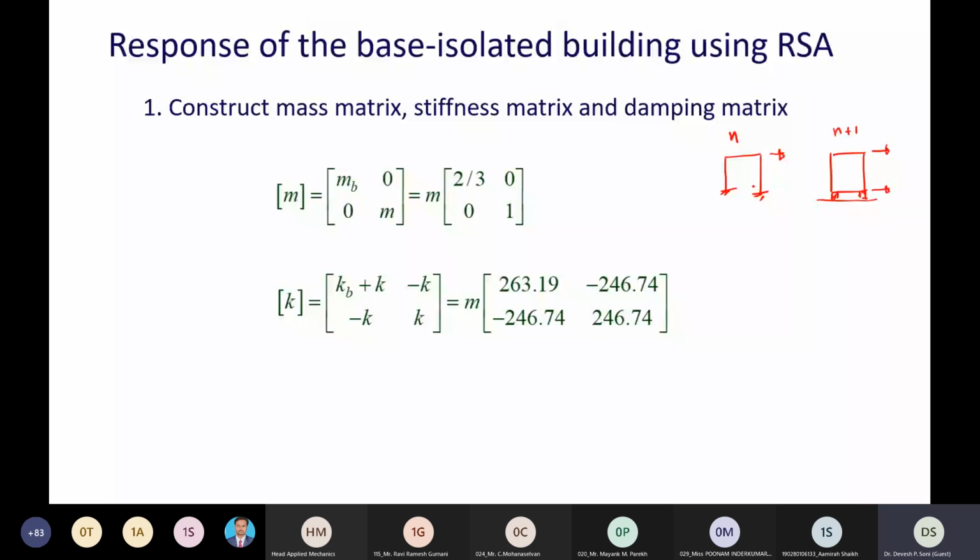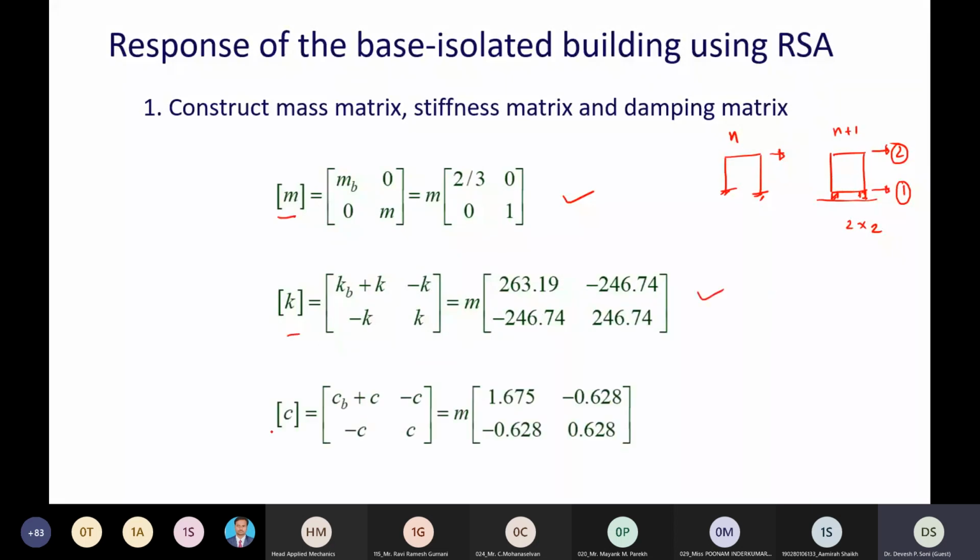So for a single storied building, the mass matrix is of size 1 by 1. It becomes 2 by 2, which you can see here. The mass matrix is of size 2 by 2 and the stiffness matrix is of size 2 by 2. The first element is MB, which means our numbering system is like this: this is DOF number 1 and this is DOF number 2. So the stiffness matrix, K1 plus K2, then K2 minus K1, like this we can construct the matrix. So the mass matrix and stiffness matrix both have 2 by 2 size.